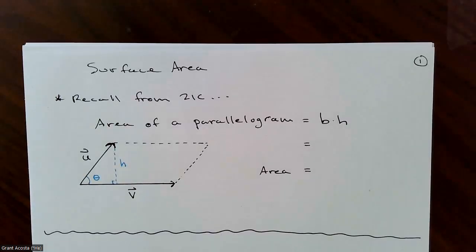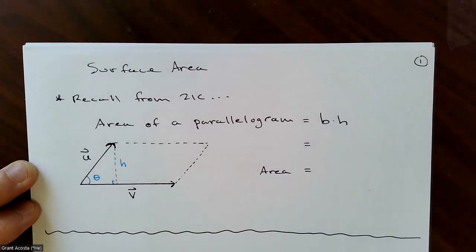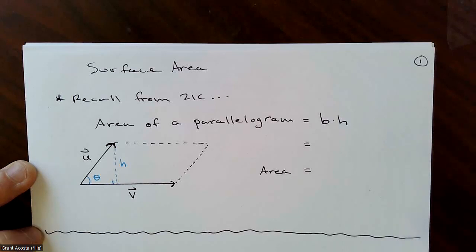All right, so in this video, we're going to talk about how to parameterize a surface with a vector valued function and actually use that to find the surface area. So for starters, recall from 21C, there was a section when we were talking about the cross product where we came across an interesting application of the cross product, which is that it can be used to find the area of a parallelogram.